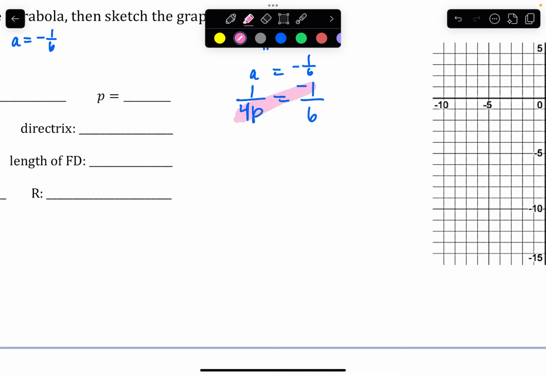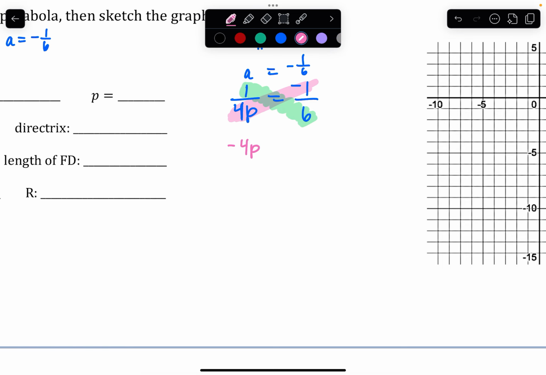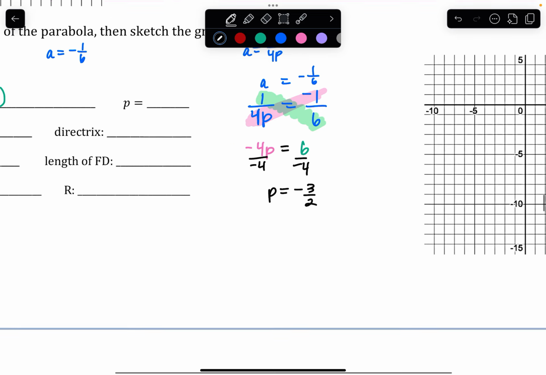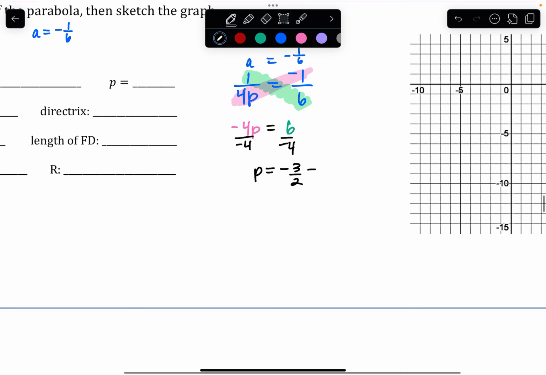4p times -1 would be -4p. And then 1 times 6 would give me 6. To solve, we would just divide both sides by -4. And so my p value ends up being -3/2 when we simplify that fraction. For the graph, if you want to work with mixed numbers or decimals, that's the same as -1.5.